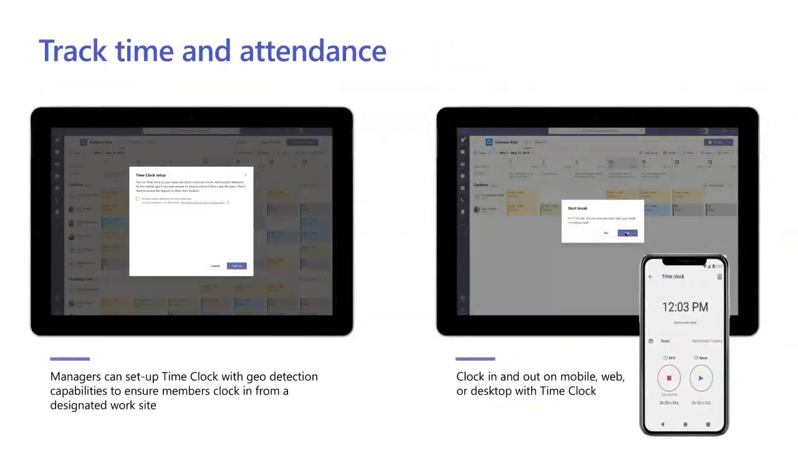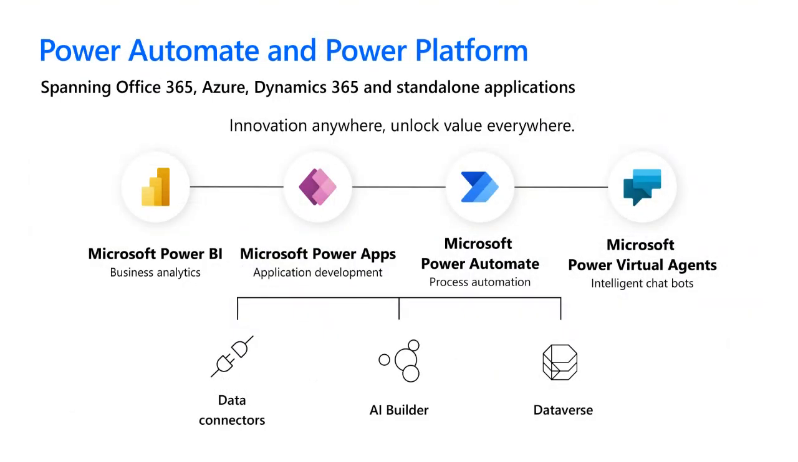Let's talk a little bit about Power Automate. This is the other component of this automated role-based scheduling that we're going to get into, but it's hard to talk about Power Automate without talking about the Power Platform as a whole. For those of you that are not familiar, the Power Platform is a single low-code platform that spans Office 365, Azure, and Dynamics.